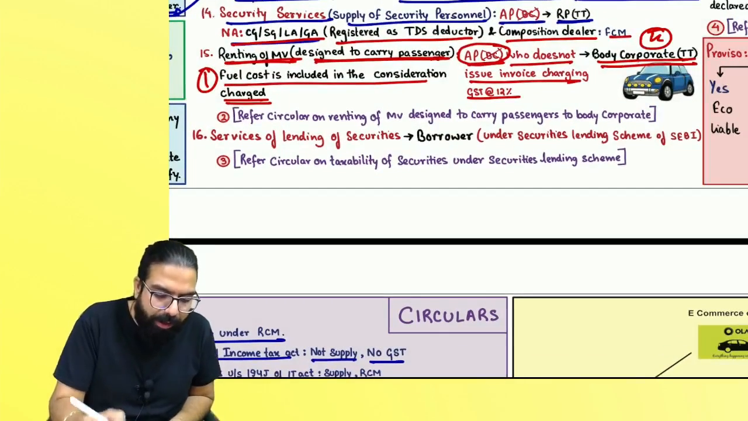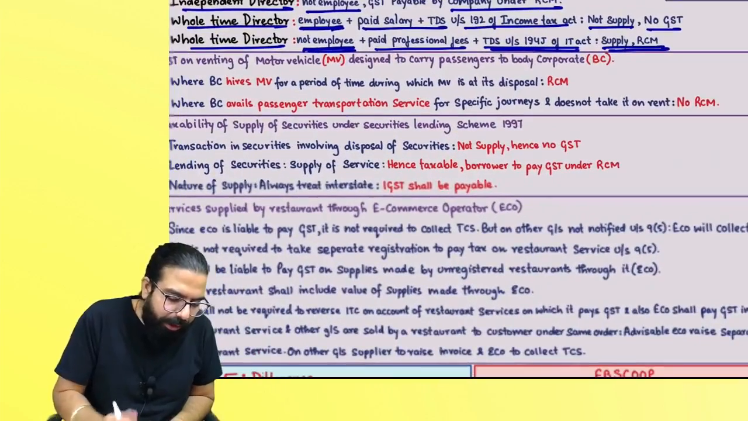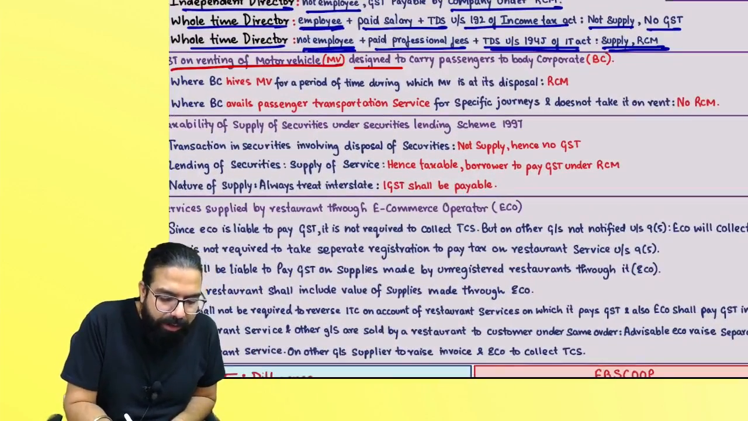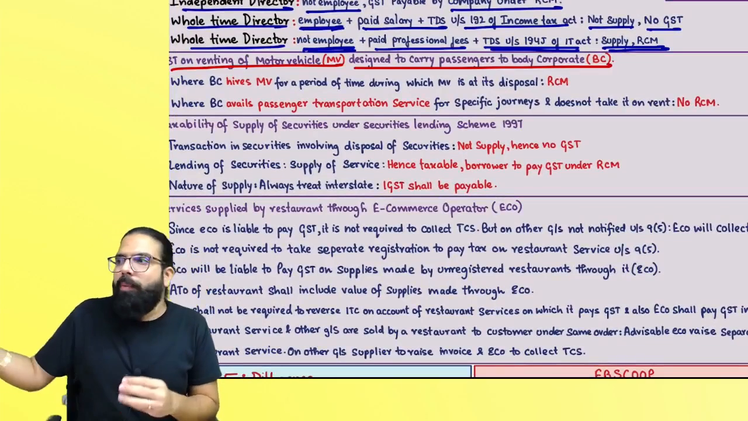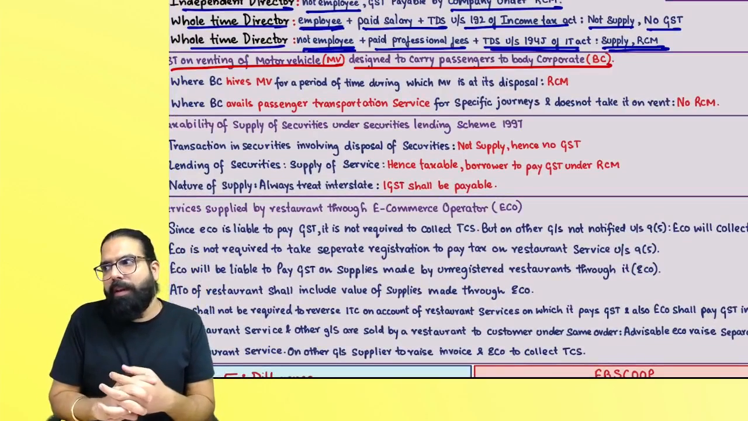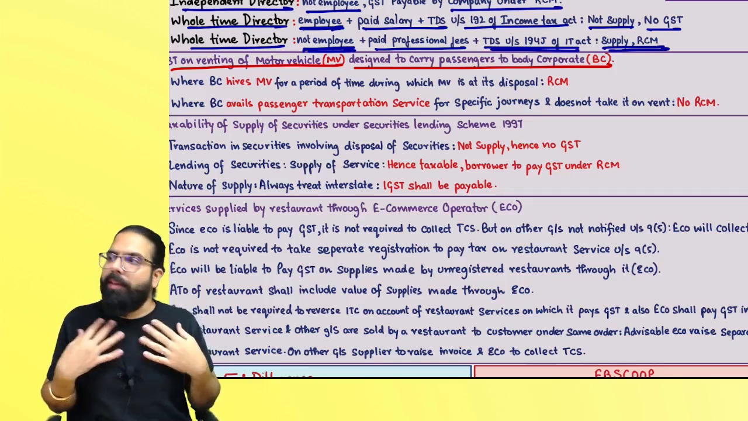The recipient should be a body corporate. Here, one circular is there over here. Sir, supposing GST on renting a motor vehicle designed to carry passengers. One body corporate is there. The body corporate took one motor vehicle, a passenger vehicle, from a person, and the person who has taken the motor vehicle is a body corporate.